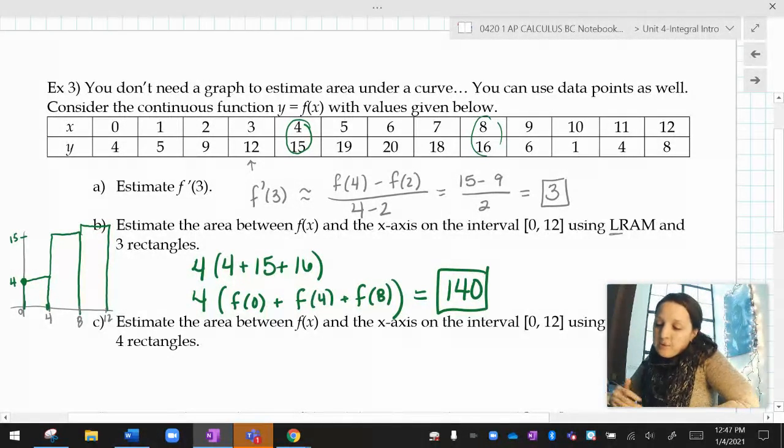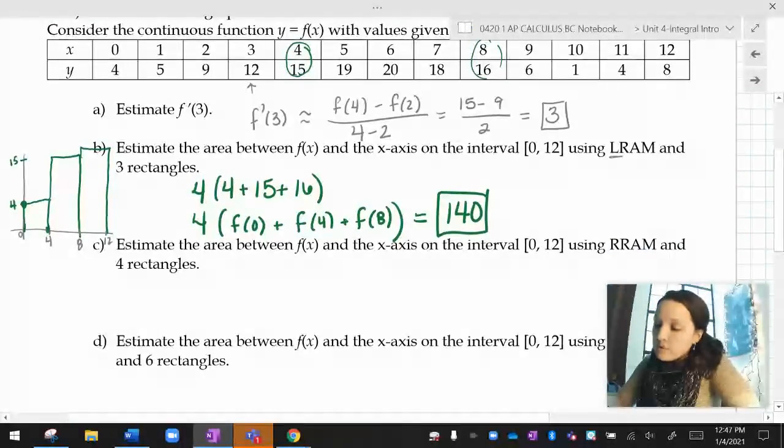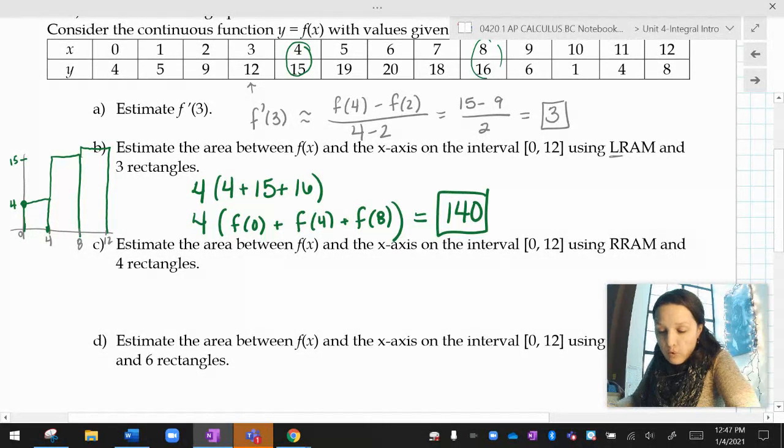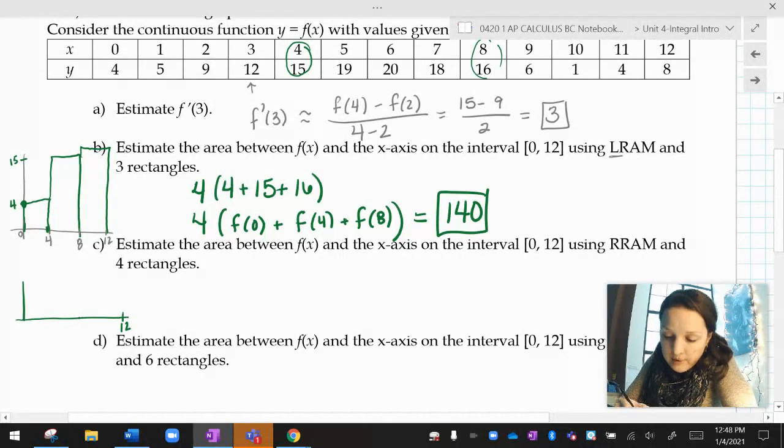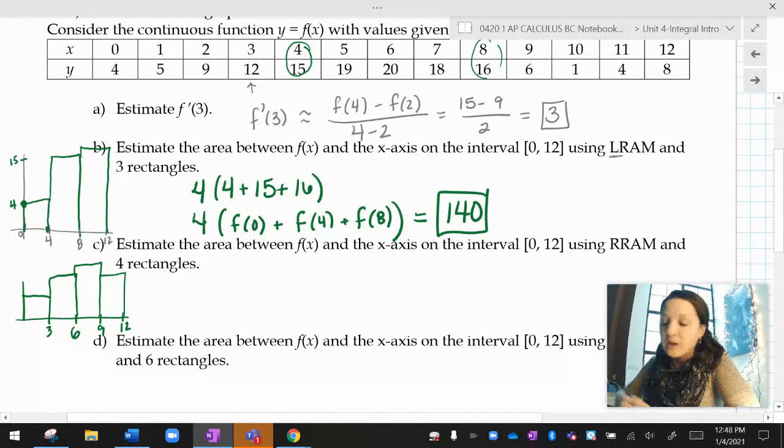All right. Then it says estimate the area between f of x and the x-axis on the interval from 0 to 12 using RRAM and 4 rectangles. Well, if I use RRAM and 4 rectangles, there's 12. That'd be 6. And cut each of those in half. I'd have 3 and 9. And if I'm using RRAM, I'd find my height at 3, find my height at 6, find my height at 9, and at 12. I'm just sketching these. I did not look at the table. So let me go back and do that appropriately then.